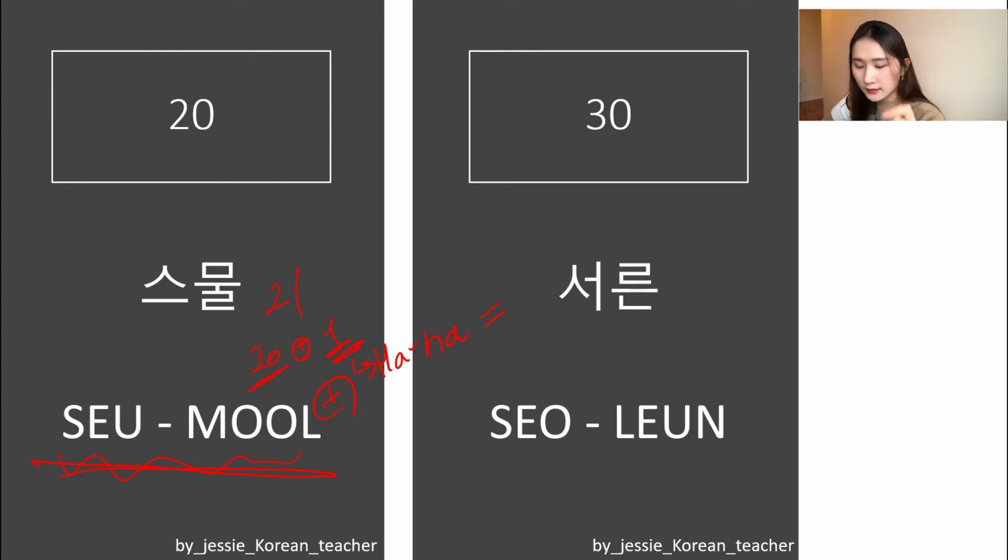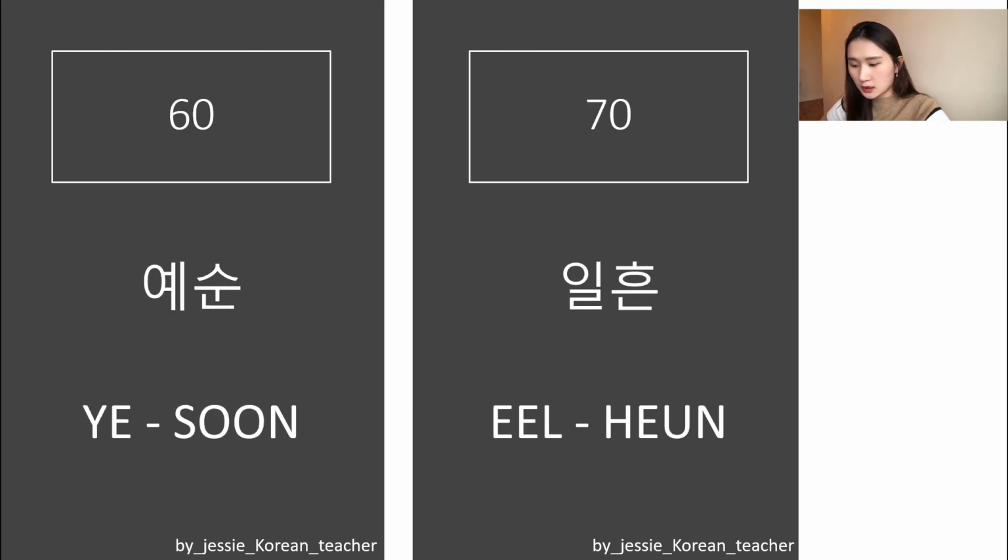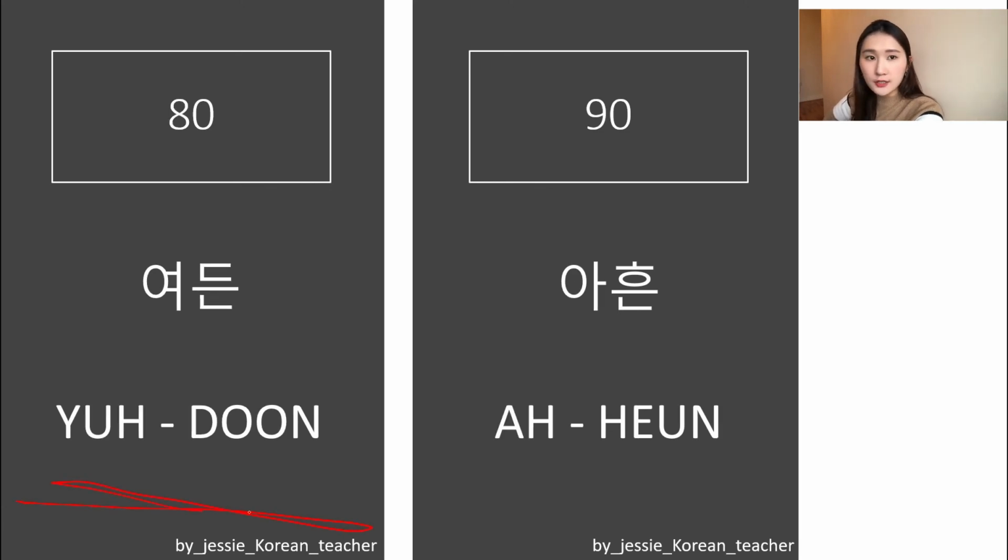스물 하나. Cool. And 30 would be 서른. And 40 would be 마흔. 쉰. 예순. 일흔. 여든. 아흔. Cool.